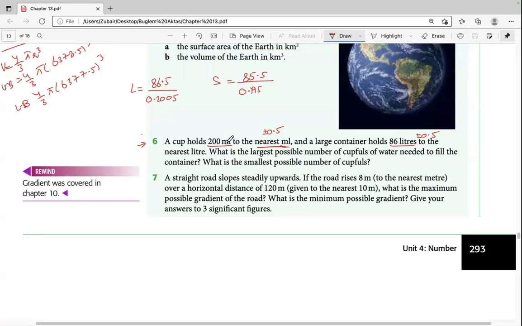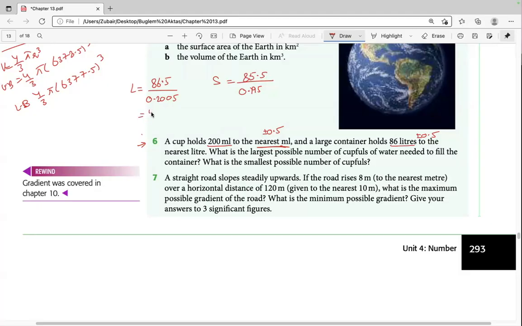So we're dividing them by each other to get the number of cups. Like if you consider we are filling a swimming pool using tubs, the volume of the swimming pool divided by the volume of a tub will give us the number of tubs. Okay, then yes, I do agree.